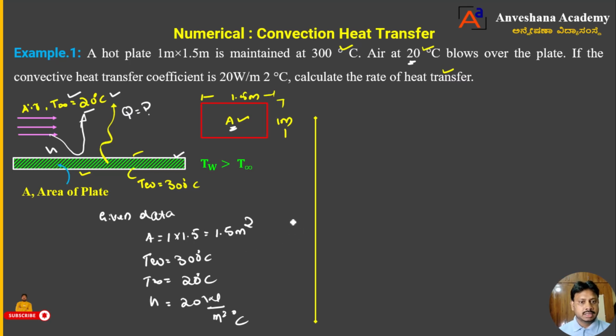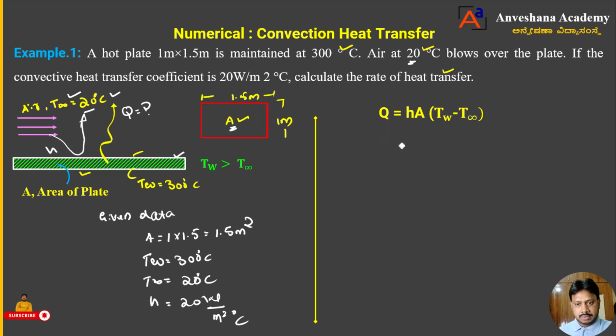So with the help of this data, you need to calculate the convective heat transfer. That heat transfer may be forced or free convection. To calculate it, either forced or free, we have an equation. What is that equation? Q is equal to hA into TW minus T infinity, dear students. Now I will use this equation.